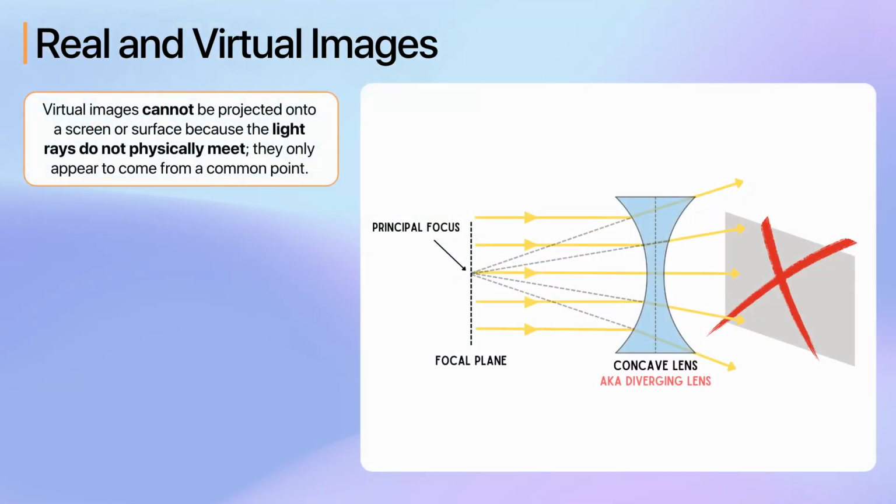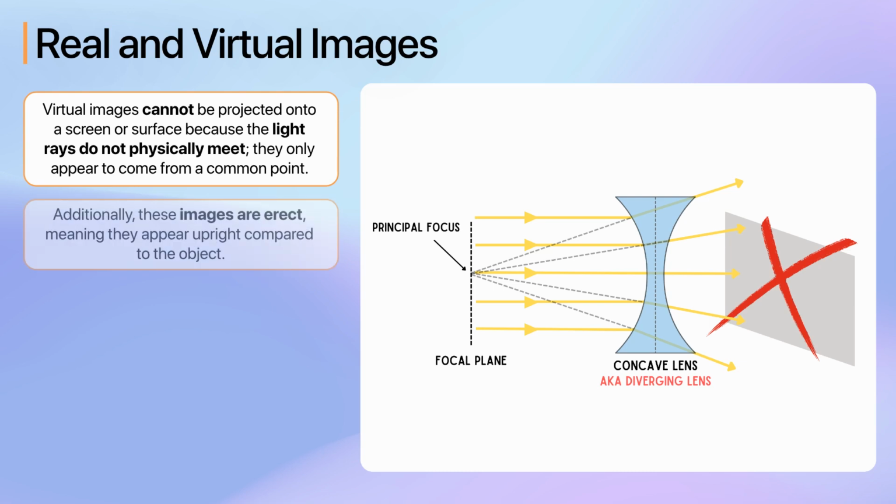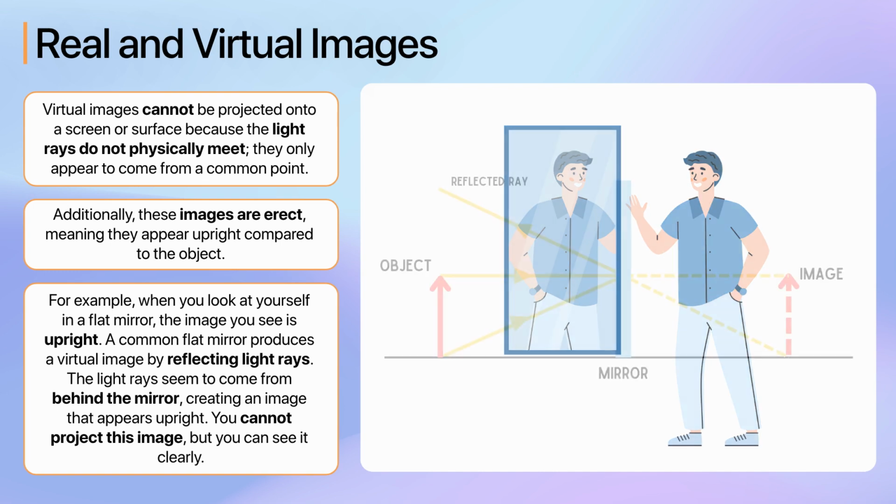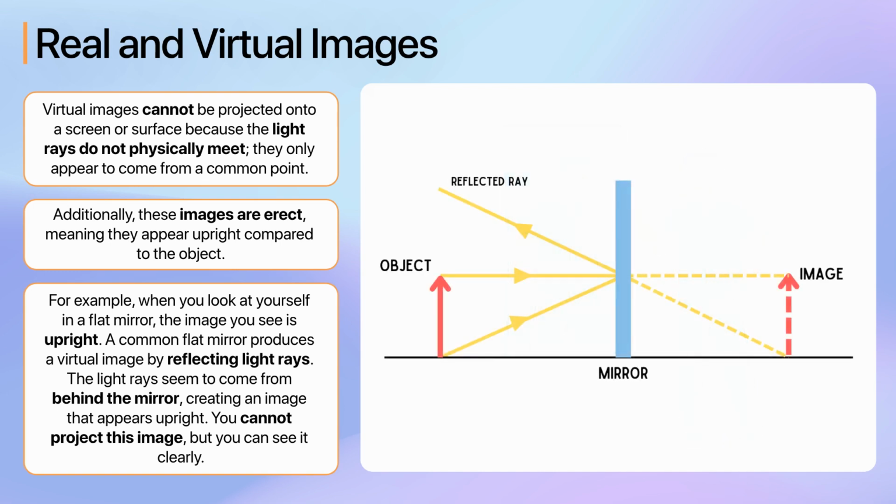Virtual images cannot be projected onto a screen or surface because the light rays do not physically meet. They only appear to come from a common point. Additionally, these images are erect, meaning they appear upright compared to the object. For example, when you look at yourself in a flat mirror, the image you see is upright. A common flat mirror produces a virtual image by reflecting light rays. The light rays seem to come from behind the mirror, creating an image that appears upright. You cannot project this image, but you can see it clearly.